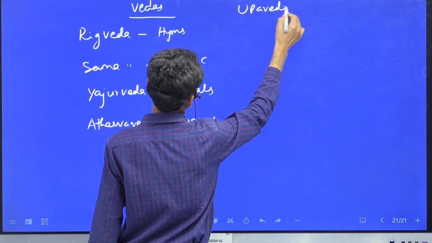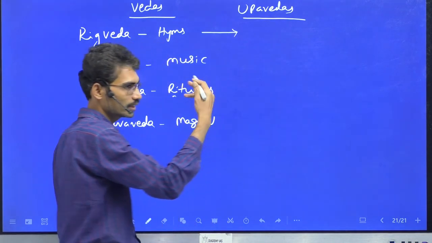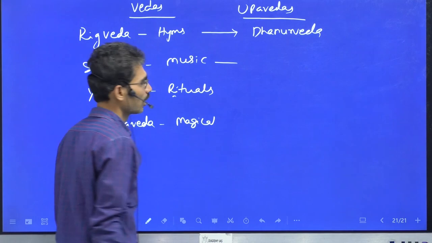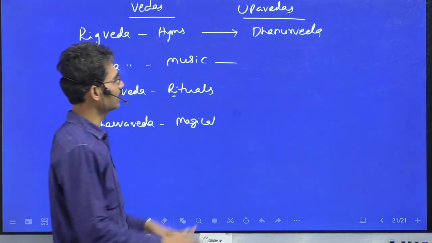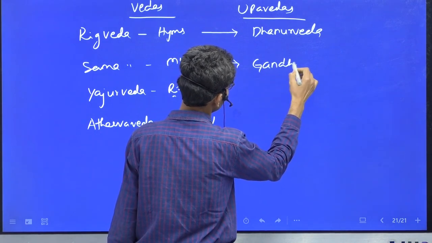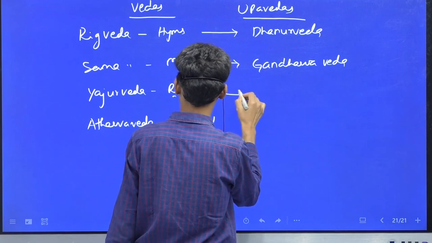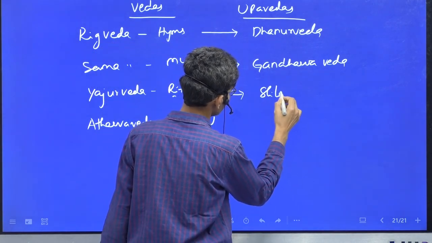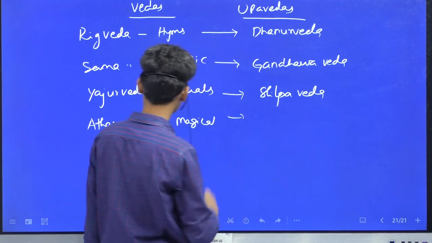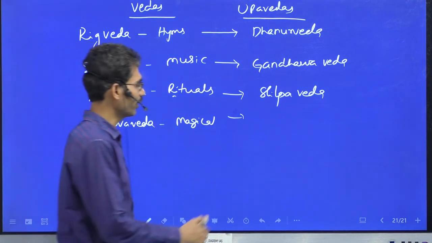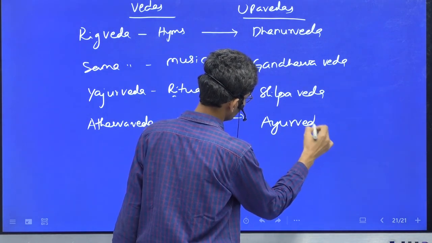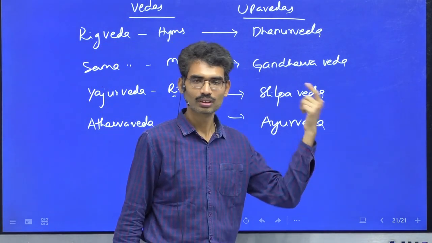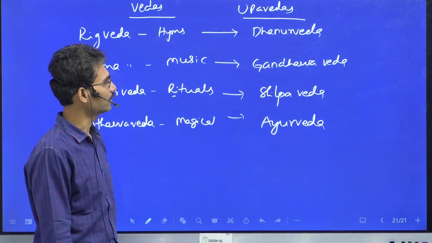Upavedas also emerged. For example, the associated Upaveda is Dhanurveda. The Upaveda associated with Samaveda is Gandharva Veda. The Upaveda associated with Yajurveda rituals is Shilpa Veda. Associated with Atharva Veda is Ayurveda. Even today there are separate schemes to promote Ayurveda. The roots are in the later Vedic time period.